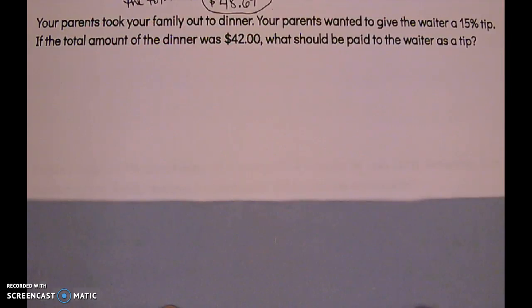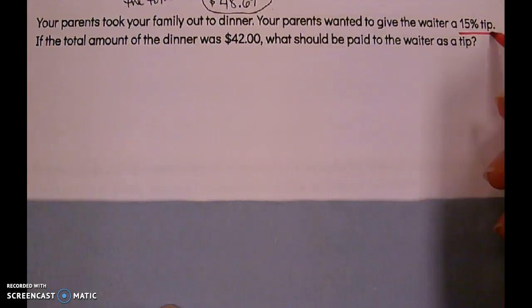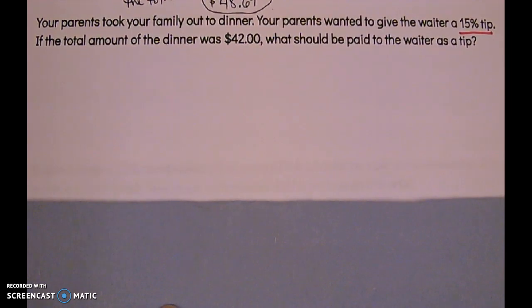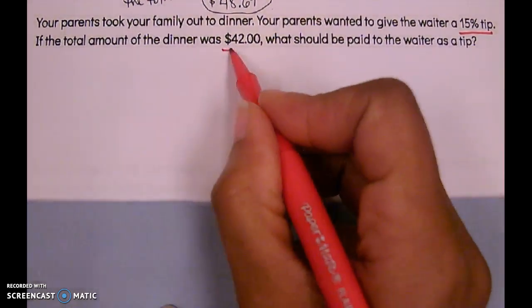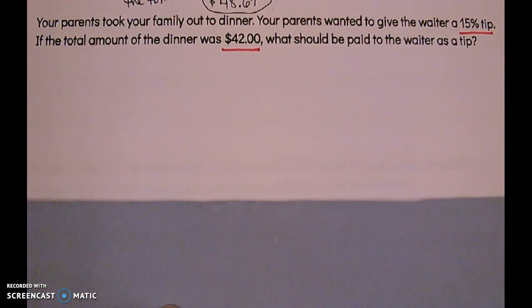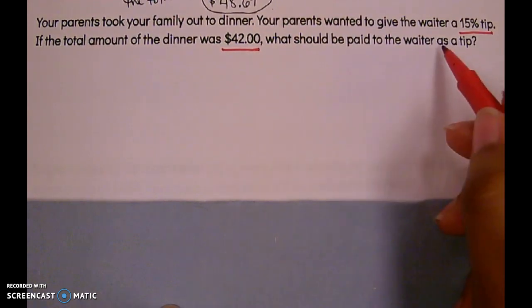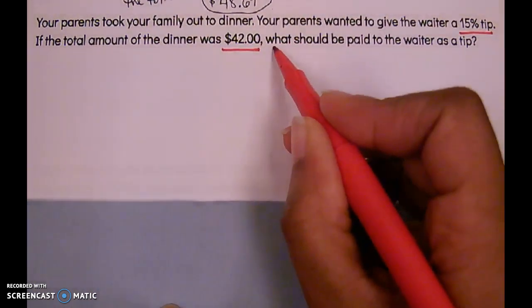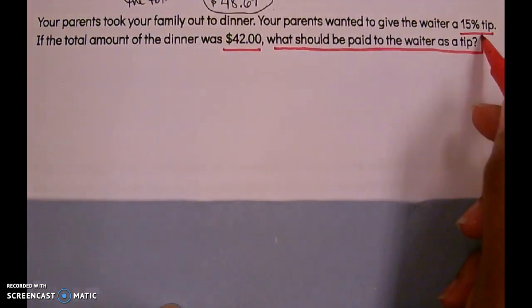Question 2 says, your parents took your family out to dinner. Your parents want to give the waiter a 15% tip. I'm going to underline that because that's important. If the total amount of the dinner was $42, what should be paid to the waiter as a tip? Okay? What should be paid to the waiter as a tip?